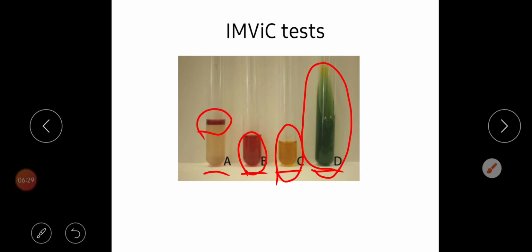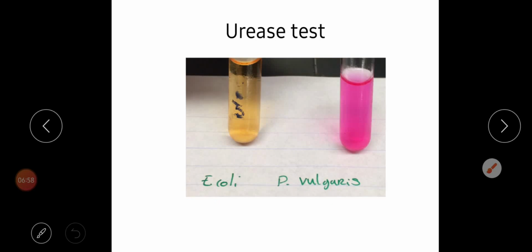Now for each microorganism, there's an IMViC profile. For example, for Klebsiella, it will be negative, negative, positive, positive. So you'll understand what this means. It means that they are indole and methyl red negative, Voges-Proskauer and citrate utilization test positive. This is for Klebsiella. Today for E. coli, it is positive, positive, negative, negative. This is the IMViC phenomena of E. coli.